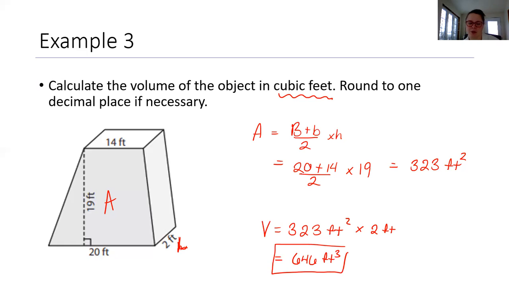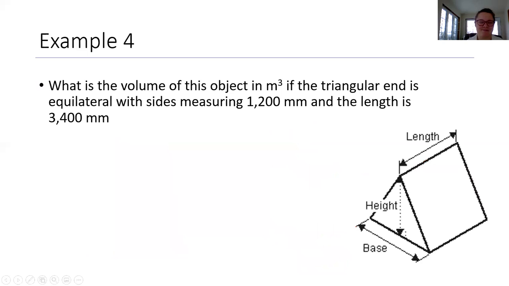Pretty simple. And you didn't have to round to 1 decimal place. It wasn't necessary. I just threw that in there just in case. Now this question is the next question. We want to know what's the volume of the object in cubic meters.